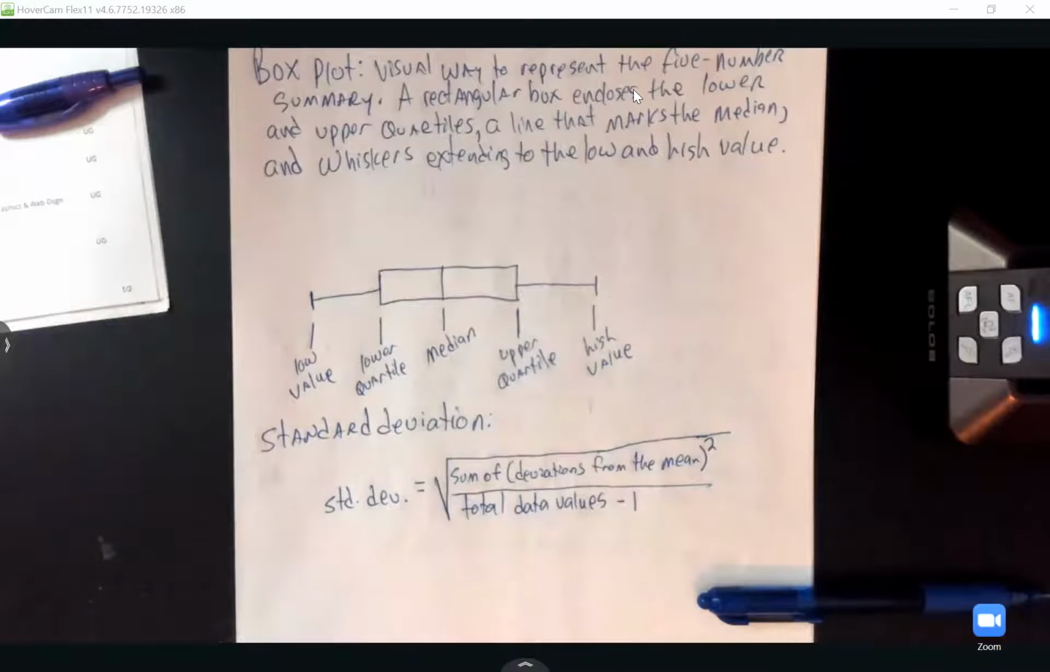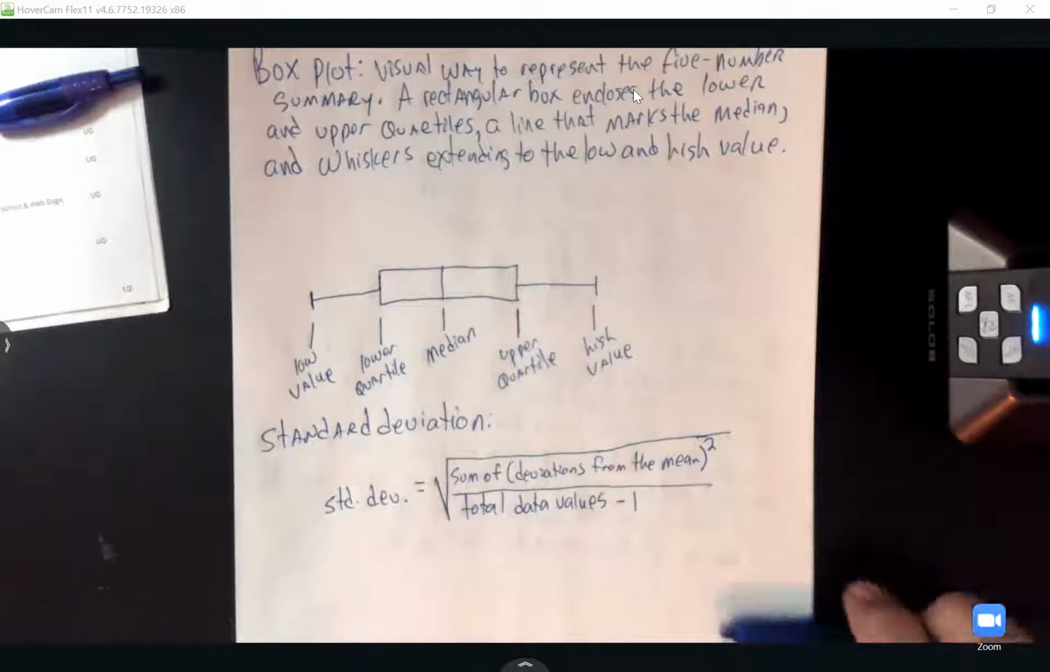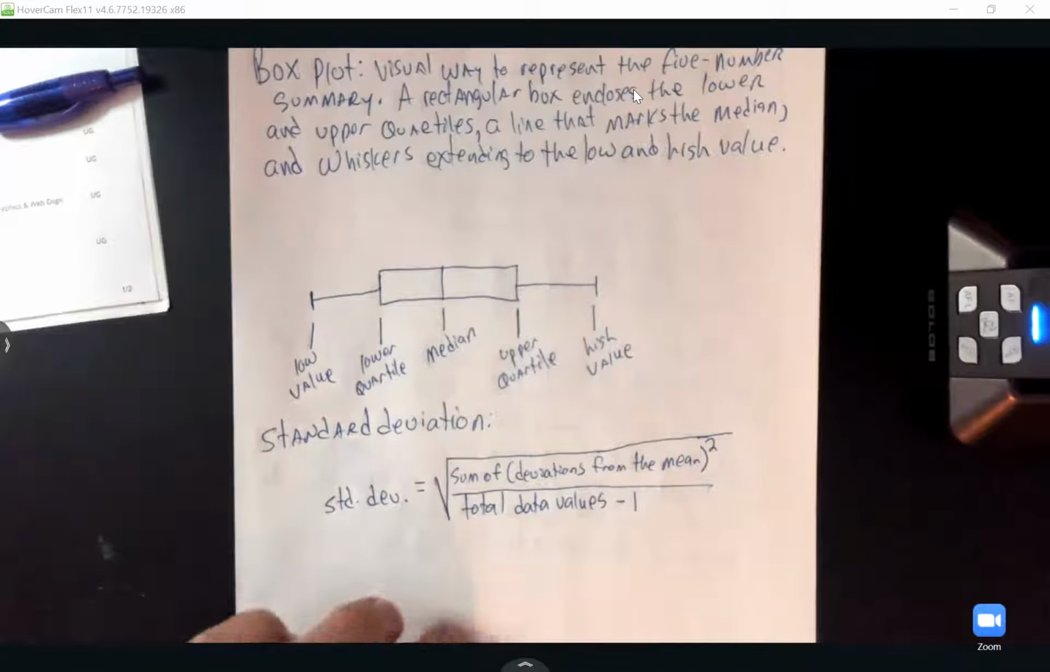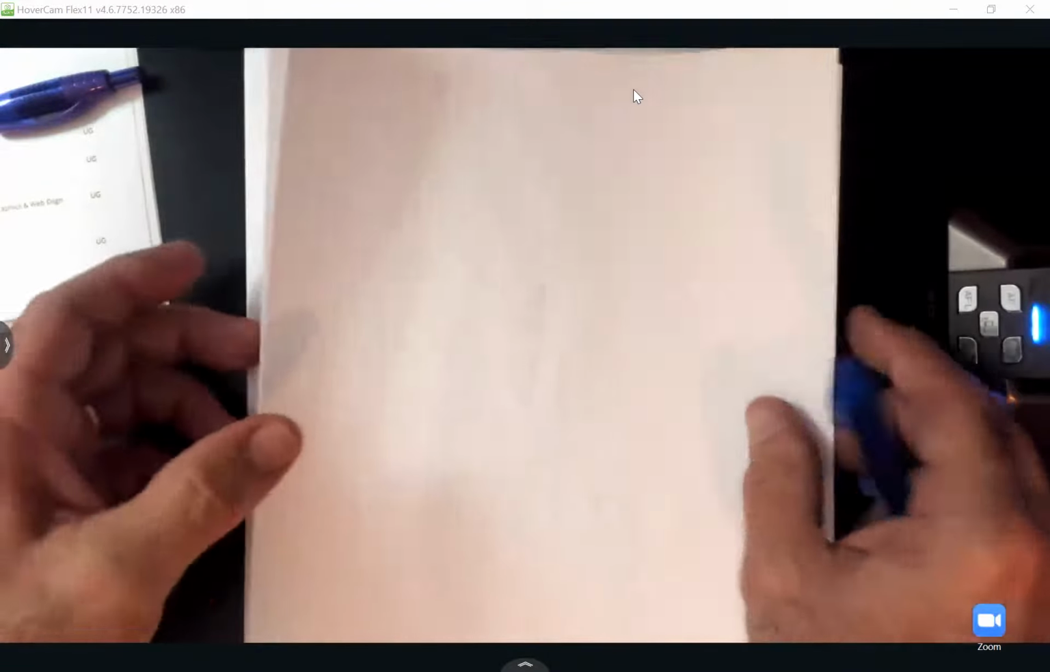So y'all, I'm going to let y'all catch up and then we'll turn over. Okay, so ready? We're going to learn the steps to calculating that standard deviation. Let me get my paper where it ain't all folded up. All right, so here we go.